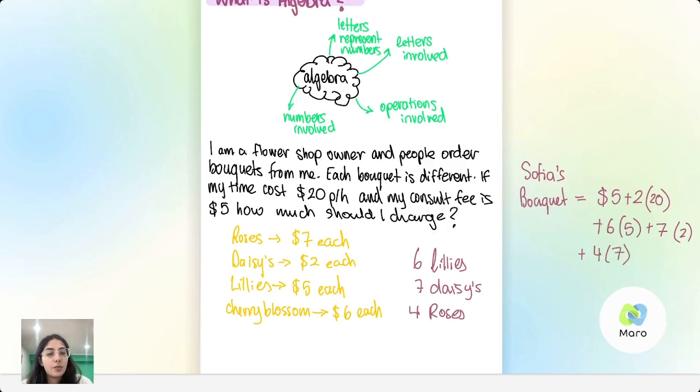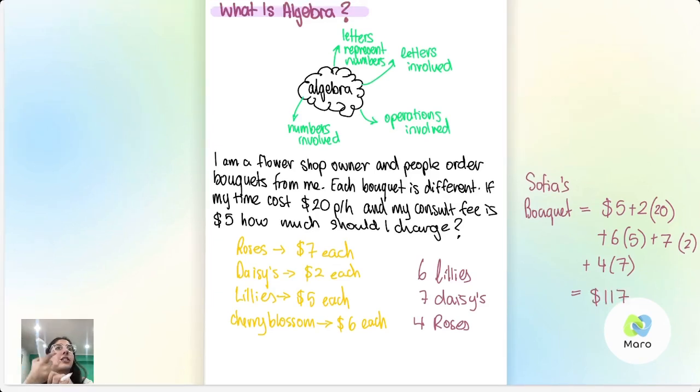Amazing. So can someone please put that in their calculator and tell me what it equals? 117 in total. So that's how much I will be charging Sophia. I will charge her $117.